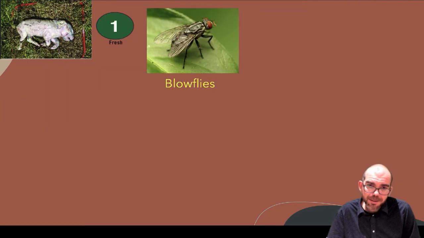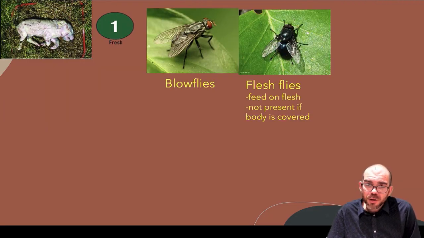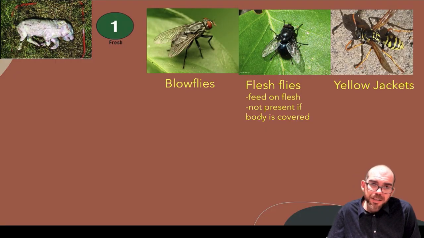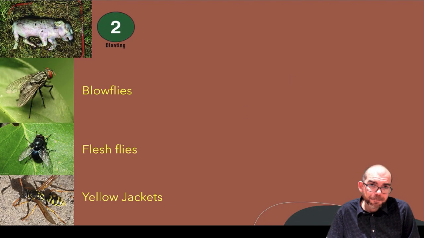it's been decaying. So at the fresh phase, we have our blowflies like I show you, but also flesh flies will arrive as well. These are flies that feed on flesh. So if a body is exposed to the elements, you'll probably find flesh flies, but if a body is wrapped or covered, flesh flies can't find the flesh, so they probably won't be present. Yellow jackets arrive during this phase as well.